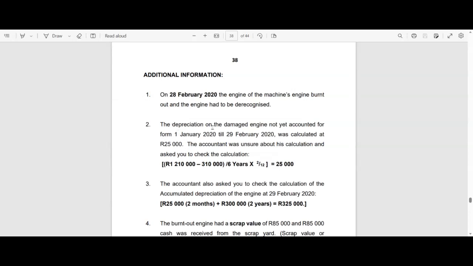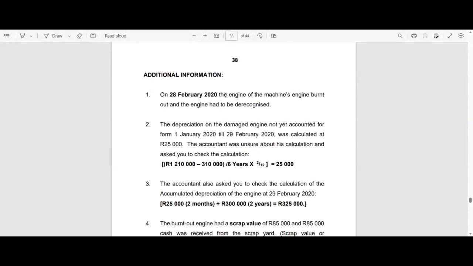They say the depreciation on the damaged engine not yet accounted for from the 1st of January 2020 till the 28th of February 2020 must still be calculated, and we must still account for that, right? They say they calculated that at 25,000 rands, and the accountant was unsure about his calculation and asked you, which is now the chief accountant or the auditor for that matter, to check that calculation. So how are we going to do it, ladies and gentlemen?